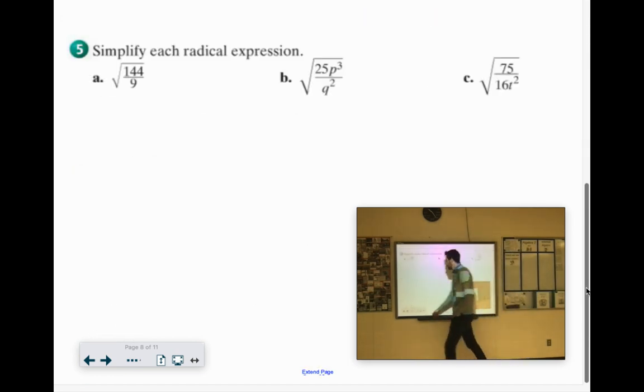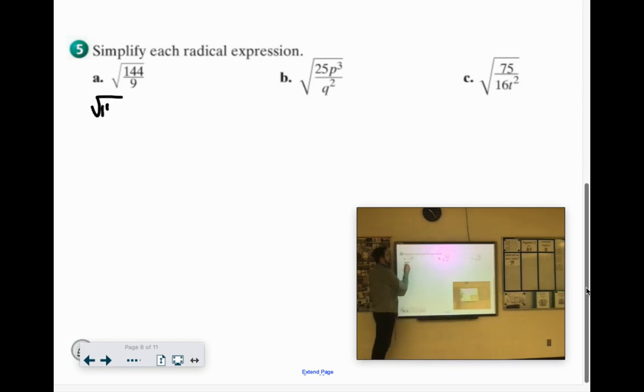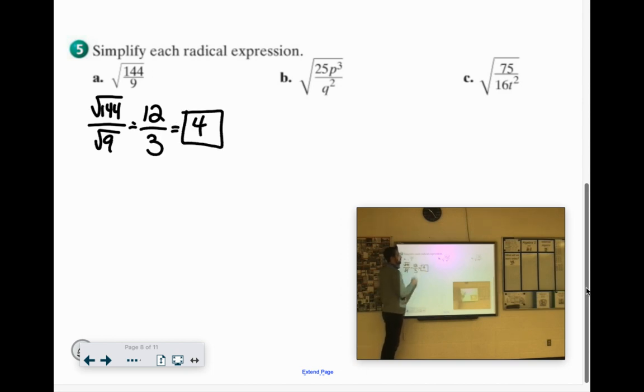So I think I got some more. Okay. So if we did the square root of 144 over the square root of 9, let's see what we get here. The square root of 144 is 12. The square root of 9 is 3. And 12 divided by 3 we can still simplify as 4. Another thing you can do is you can simplify in the radical first. So if you were to do that on this one, 144 divided by 9 equals 16. And then you take the square root of 16, which is 4. You still get 4 either way.